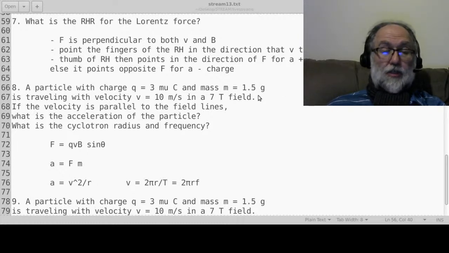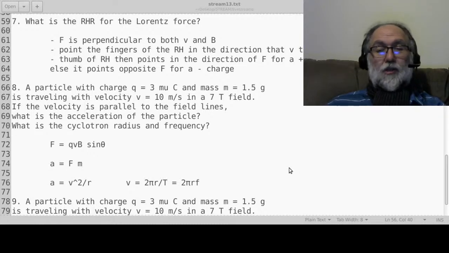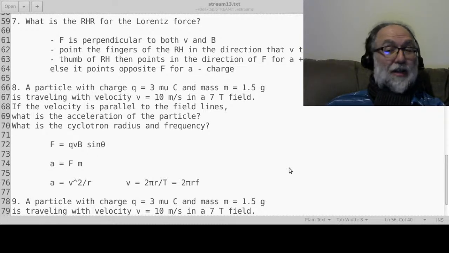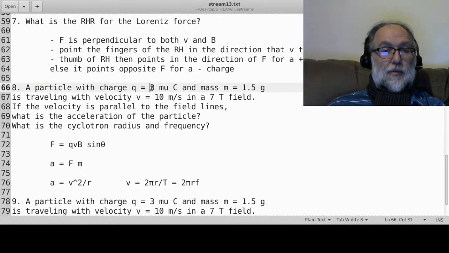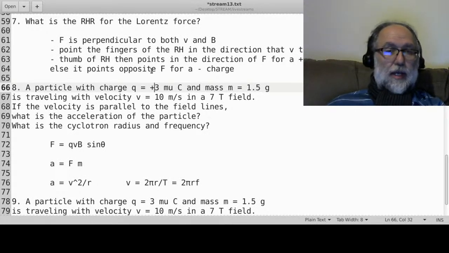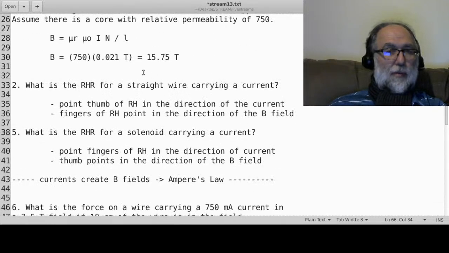Now, in the next two problems, rather than having the current in a wire, we're going to have a single charged particle entering a magnetic field. Okay, so question number 8, it looks like there's a lot of information there, but actually the answer is very simple. And let's read it and you'll see why the answer is simple. So a particle with charge Q is equal to, whoops, I better give you the charge, and I don't know why I have the mu there. Let me just copy a mu from up here.